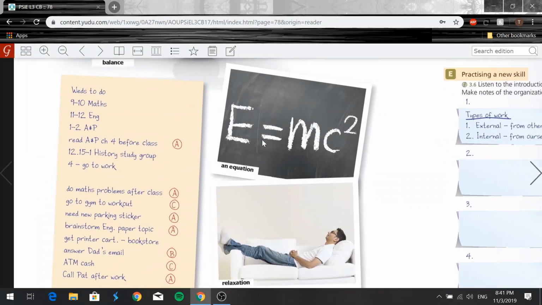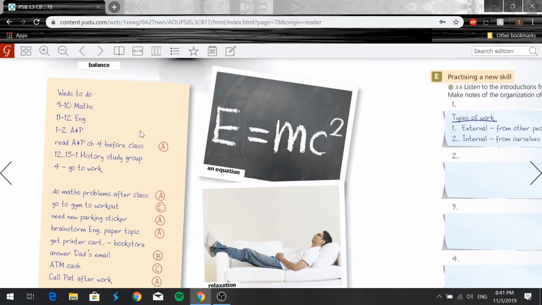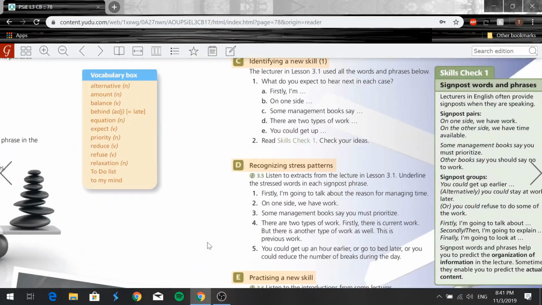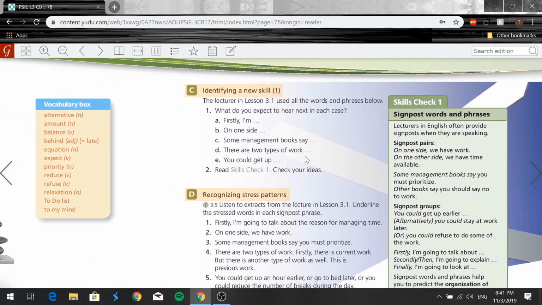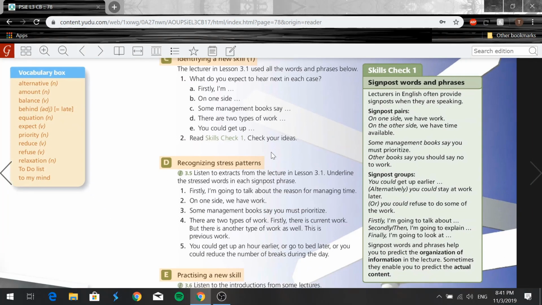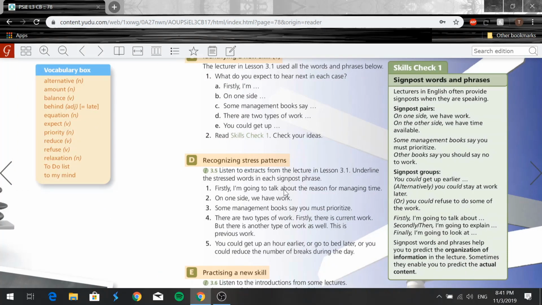By the way, this is an example of a to-do list, right? There are many forms, but this is one of them. What do we have here? Here we have skills check 1, signpost words and phrases. So what are signposts? Let me give you an example, and then I'll talk a little bit about what signpost words and phrases are.